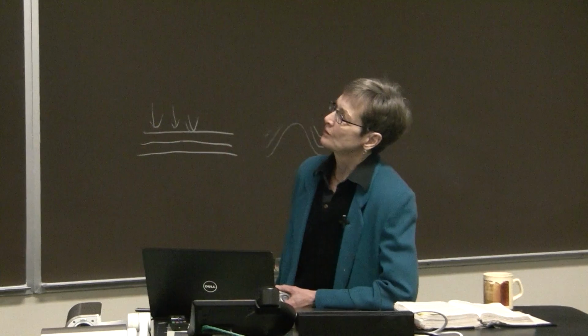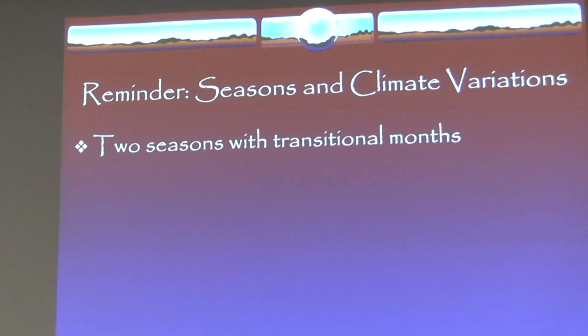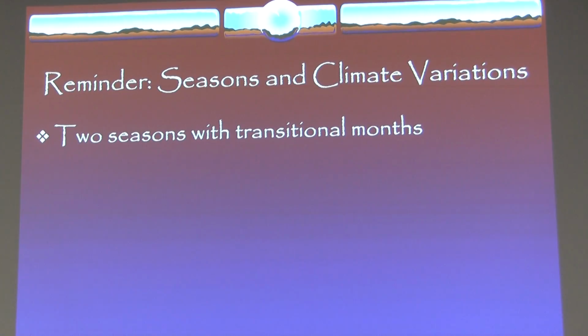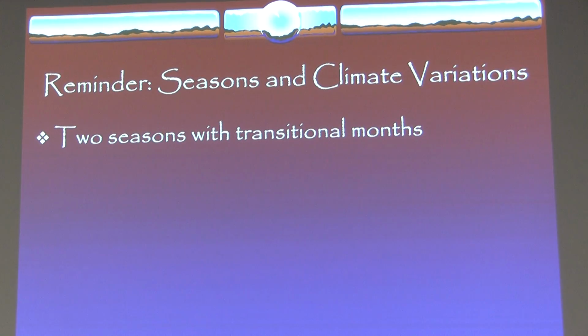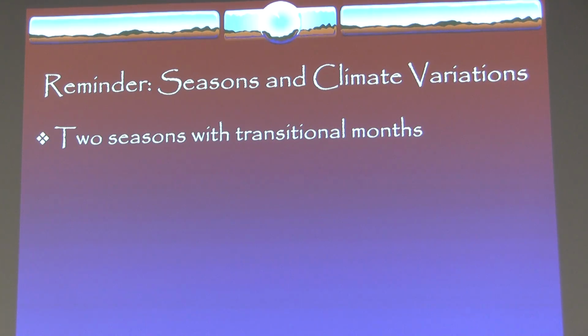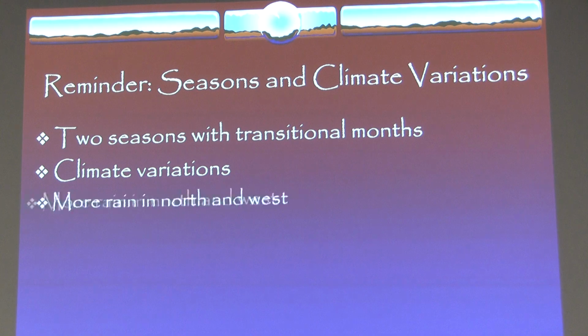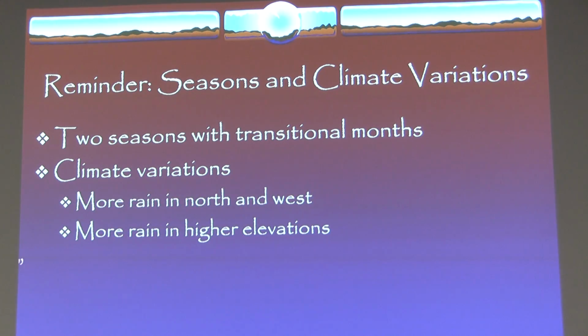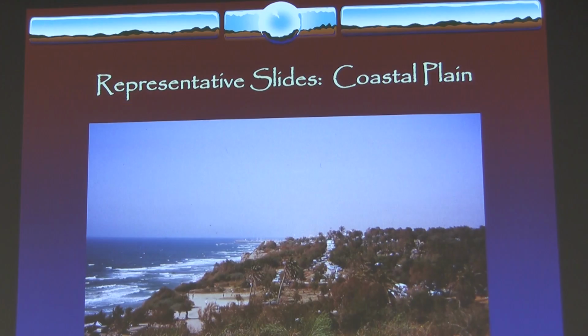Let's just do a little bit of reminder here and then some pictures. Two seasons, transitional months, especially the transitional month in the spring season. That's when our Khamsin, that dry, fierce, hot wind from the desert, would take place. Climate variations: more rain in the north, more rain in higher elevations, and then we've also seen evidence in a number of different contexts of the rain shadow.